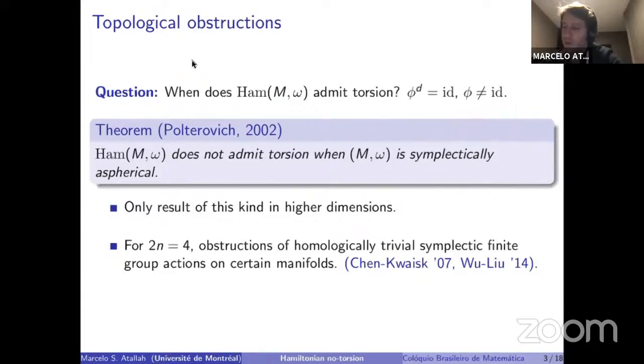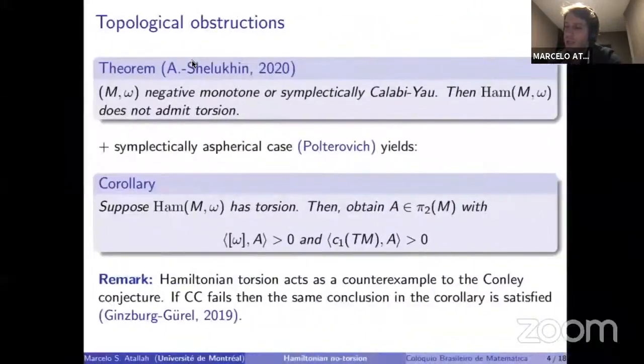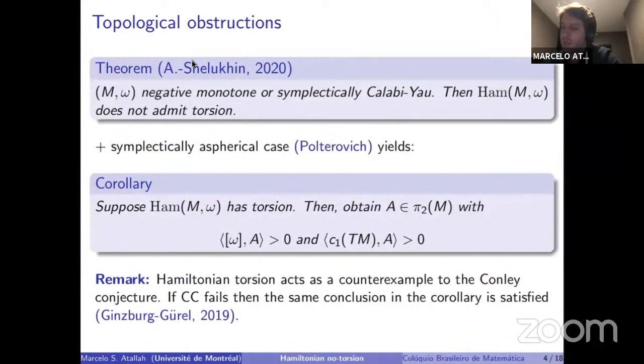And while this is the only result of this kind in higher dimensions, in low-dimensional topology there are some obstructions for homologically trivial symplectic finite group actions on certain Calabi-Yau type manifolds. In the first part of our work, we were able to extend this result of Polterovich to the cases where the symplectic manifold is either negative monotone or symplectically Calabi-Yau. So what I mean here is that we were able to obstruct torsion in either of these cases.